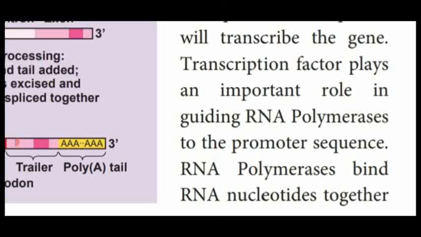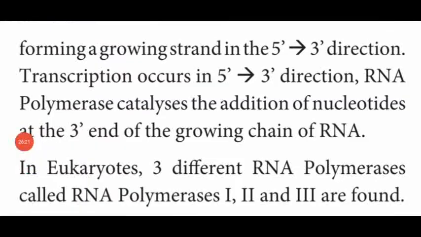These RNA polymerases bind the RNA nucleotides. These are the complementary base pairs which form the mRNA sequence, isn't it? That's why they are given here. RNA polymerases bind RNA nucleotides together, forming a growing strand in the 5' to 3' direction. So the newly formed growing strand is in the 5' to 3' direction, that is the coding strand, or non-template strand, or sense strand. The transcription occurs in this direction only.